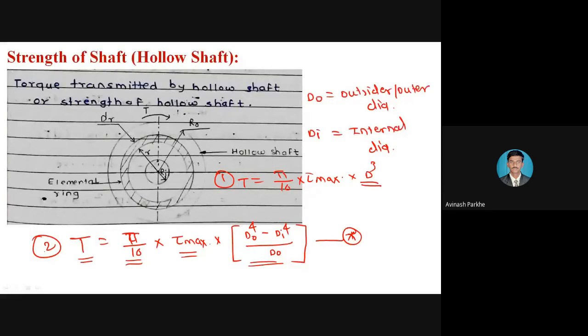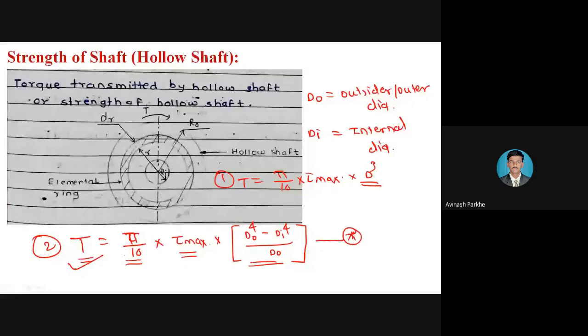So for calculating the torque of the solid shaft, we have the direct formula pi by 16 into tau max into d cube, and to calculate the torque of the hollow shaft, again we have the direct formula pi by 16 into tau max into do raised to 4 minus di raised to 4 divided by do. So please take these two formulas in your notebook. Strength of the solid shaft, capital T is equal to; strength of the hollow shaft, capital T is equal to. Based on these two formulas, 101% one MCQ question will be there in your examination.